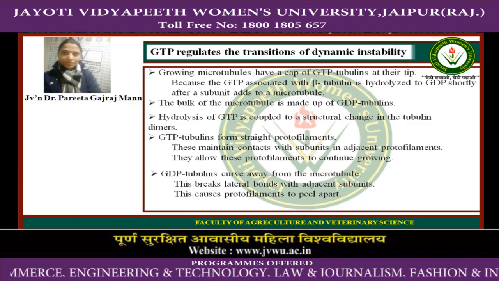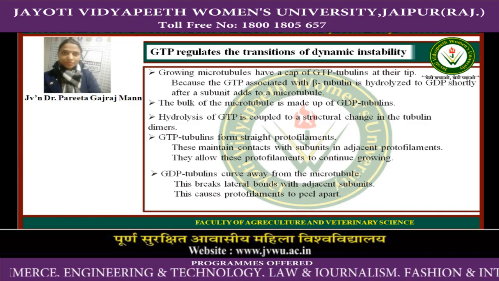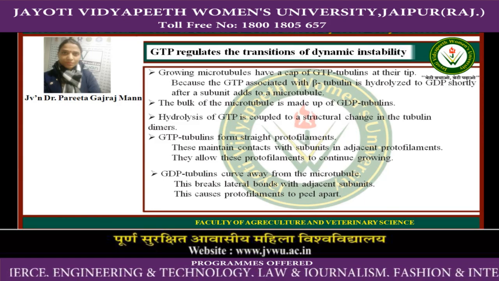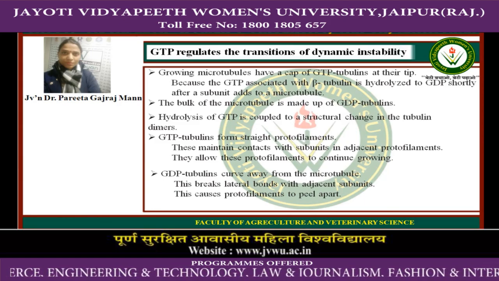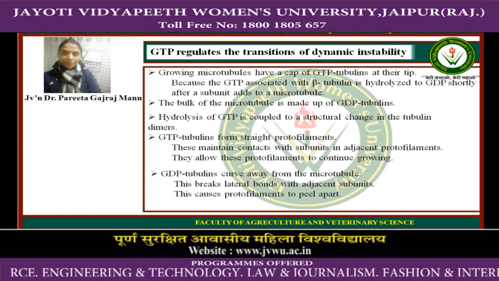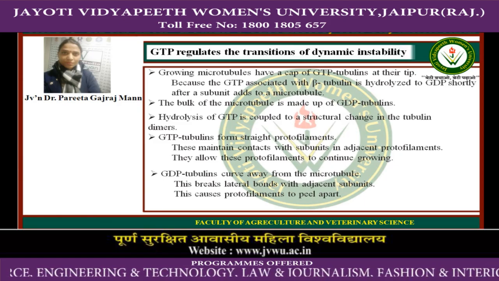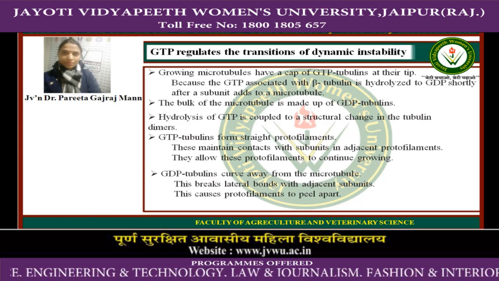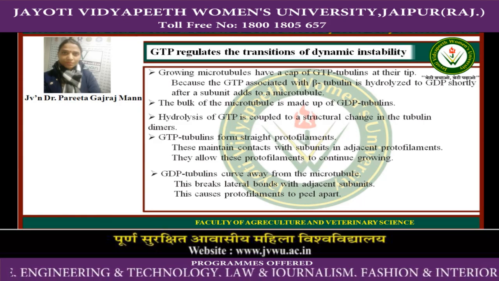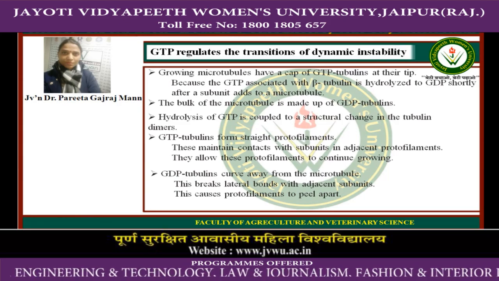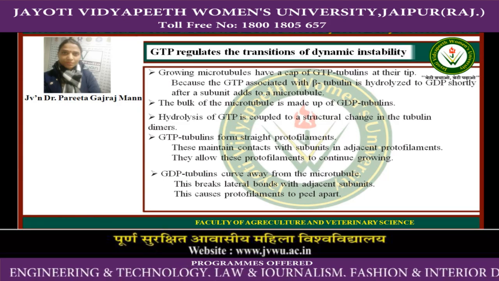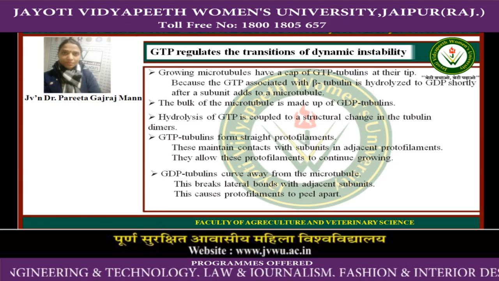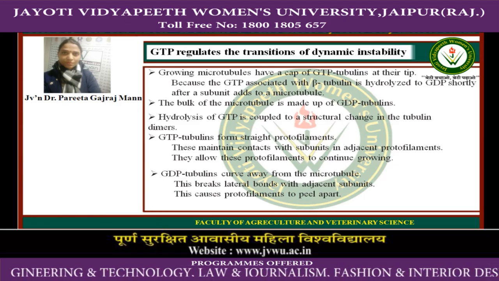Hydrolysis of GTP is coupled to structural changes in the tubulin dimer. GTP tubulin forms straight protofilaments, and these straight protofilaments maintain contacts with subunits in adjacent protofilaments, and they also allow these protofilaments to continue growth. Because the GDP tubulins curl away from the microtubules, this curling breaks lateral bonds between the adjacent subunits, and this causes protofilaments to peel apart.